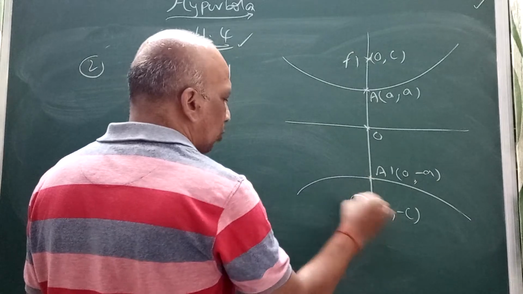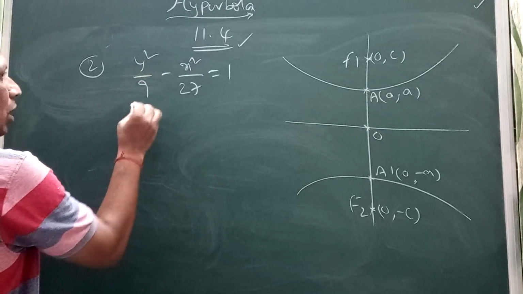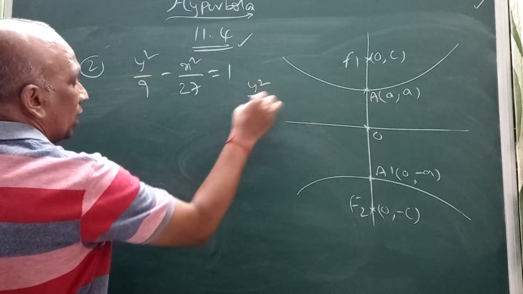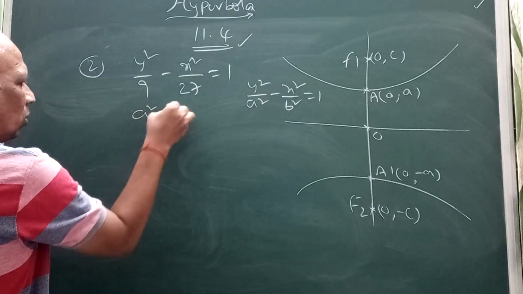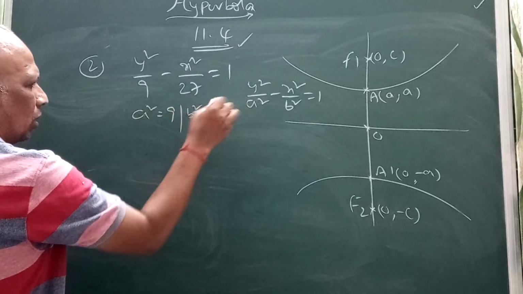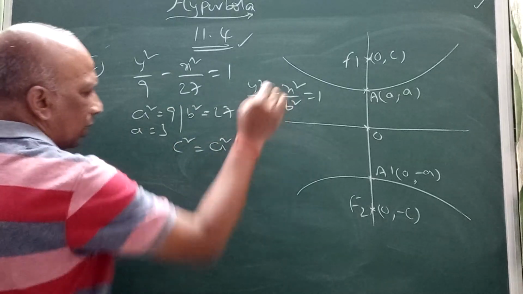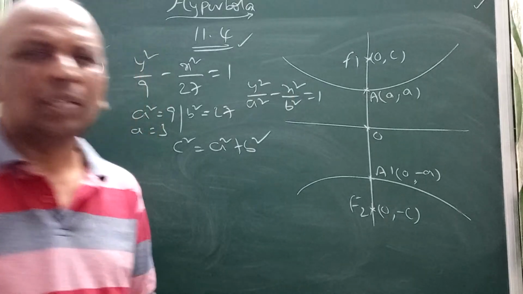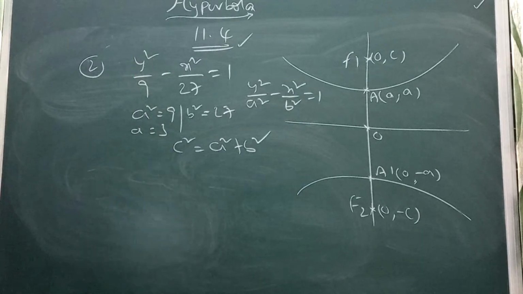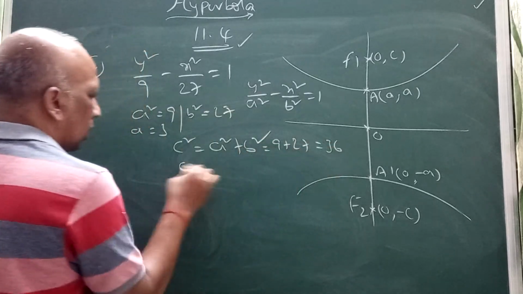Again, one focus is F1, another one is F2. I can write 0 comma minus c, right? But we know here this is a square. You can compare: this equation is y square by a square minus x square by b square is equal to 1. Here a square is equal to 9, b square is equal to 27. Correct. A is equal to 3. We know the formula c square equal to a square plus b square. We will get 9 plus 27, 36. C square equal to 36. C is equal to 6.